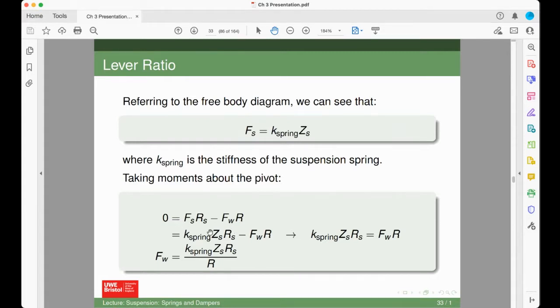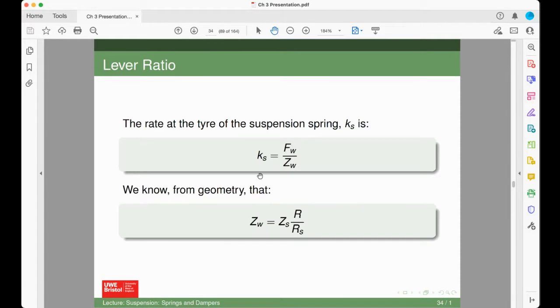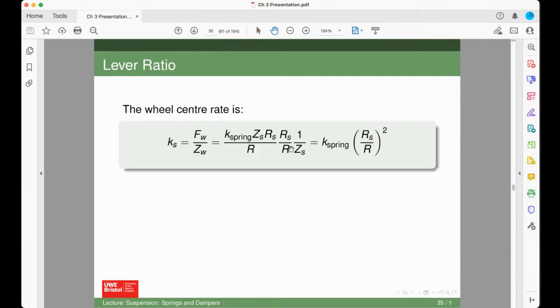Going through with solving for moments, setting everything equal to 0, you can work out the force of the wheel. If you divide the force of the wheel by the deflection of the wheel, you get the stiffness of the wheel. Then if you replace Fw with the term for the force of the wheel on the previous slide, and you replace Zw with the simple ratio relating Zw and Zs to each other, and then you stick them together and you solve.